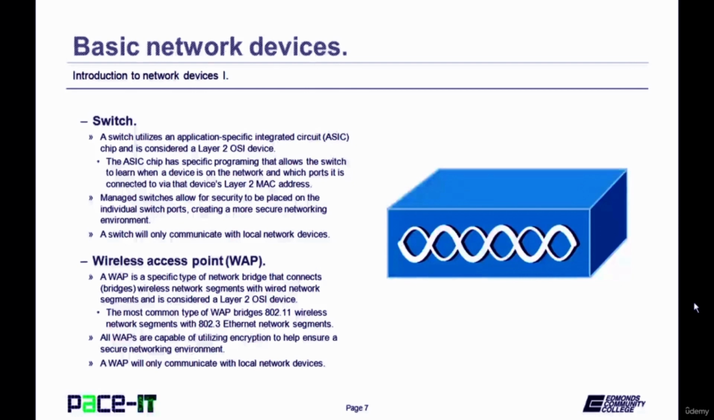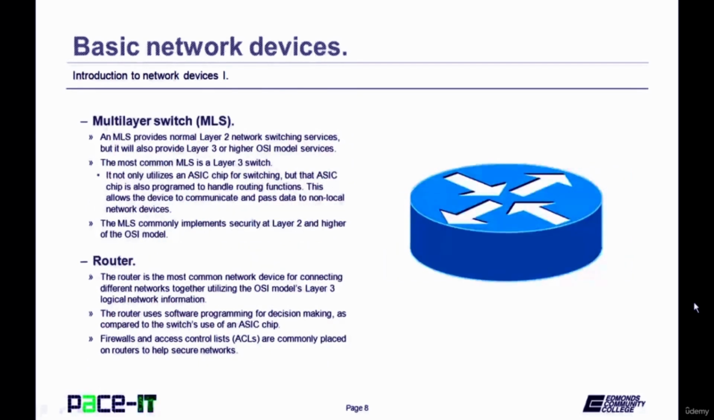A WAP will also only communicate with local network devices, unless, of course, it's a wireless router. But that's a discussion for a different day. Then we have the multi-layer switch, or the MLS. An MLS provides normal Layer 2 network switching services, but it will also provide Layer 3 or higher OSI model services. The most common MLS is called a Layer 3 switch.